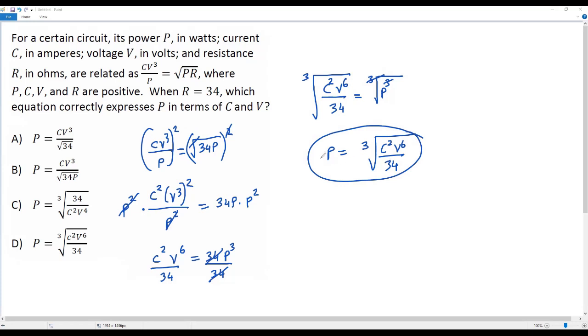We got this stuff exactly in answer choice D. The correct answer choice for this question is D.